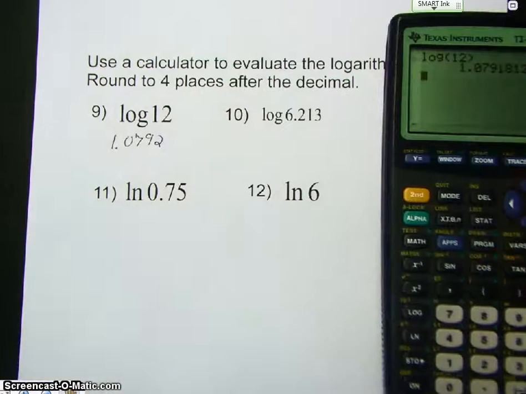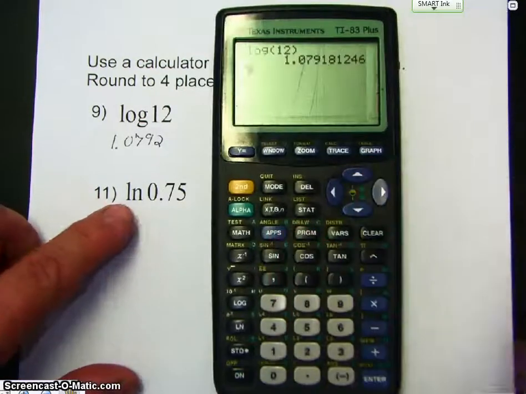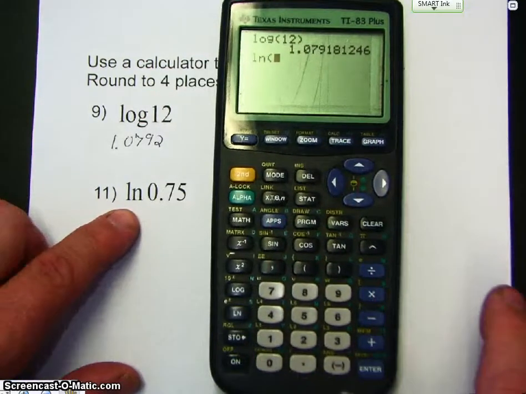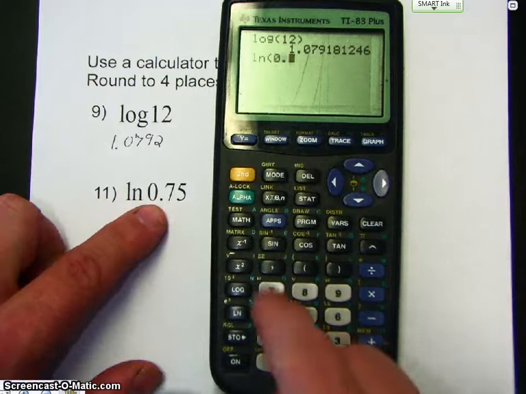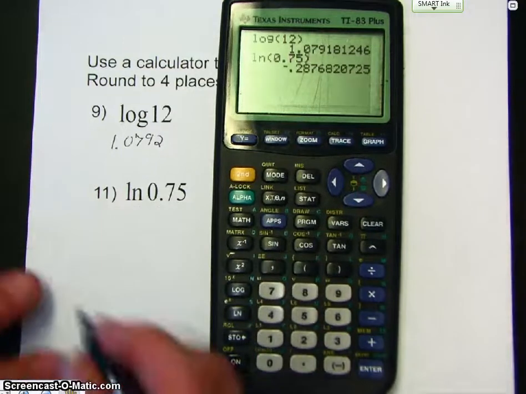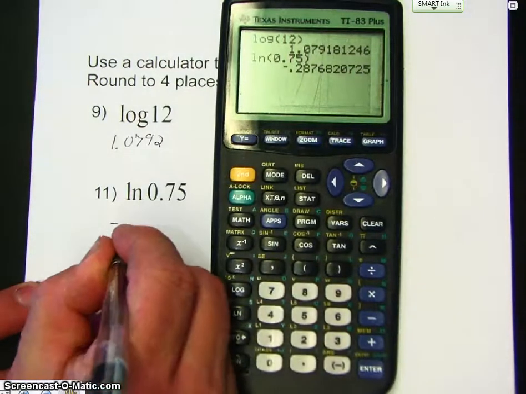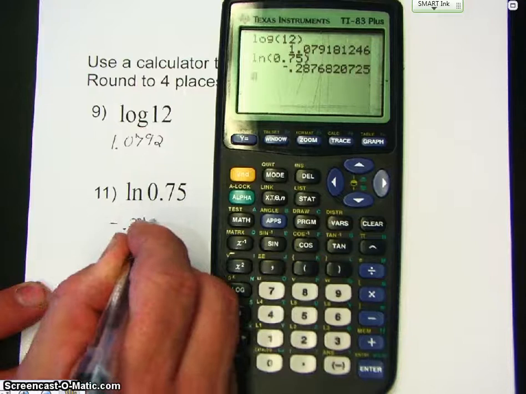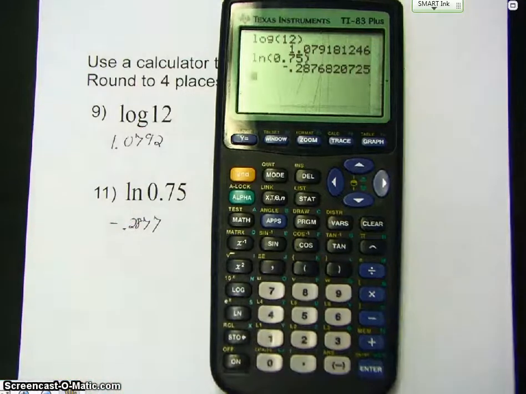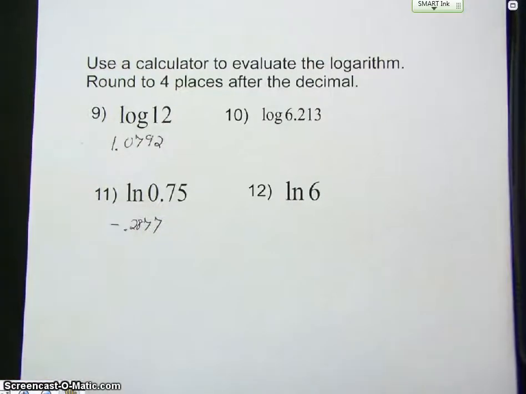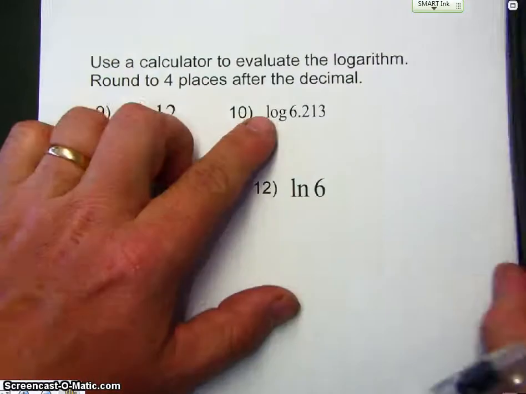Alright, so with that, let me do number 11. So we do natural log of 0.75. I get negative 0.2877. So make sure you round off correctly. Now, what I want you to do is hit the pause on the computer, do 10 and 12, and then come back and check your answers.